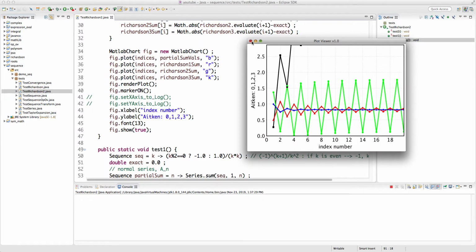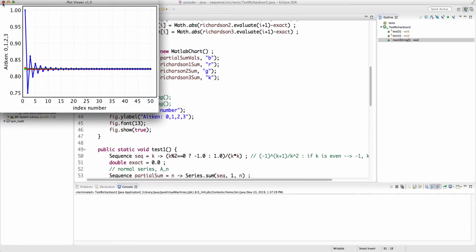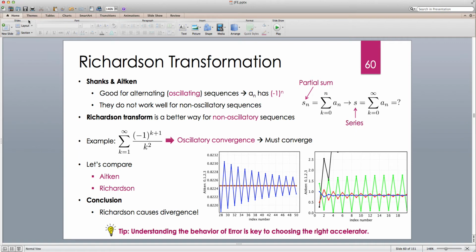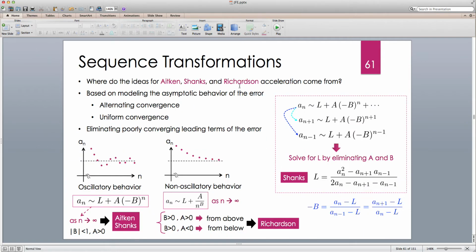so then the next question is where do these accelerators come from? What's the reasoning behind this? And in order to do that, I'm going to present this discussion. So the question is, where do the ideas of Aitken, Shanks, or Richardson acceleration come from? These are based on modeling the asymptotic behavior of the error. So this is very important, modeling the asymptotic behavior of the error. And it's not an exact modeling, it's just based on intuition, how the sequence would behave, right?